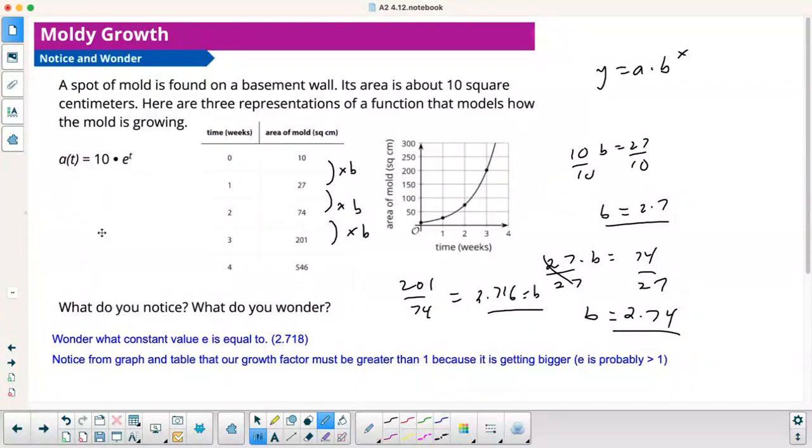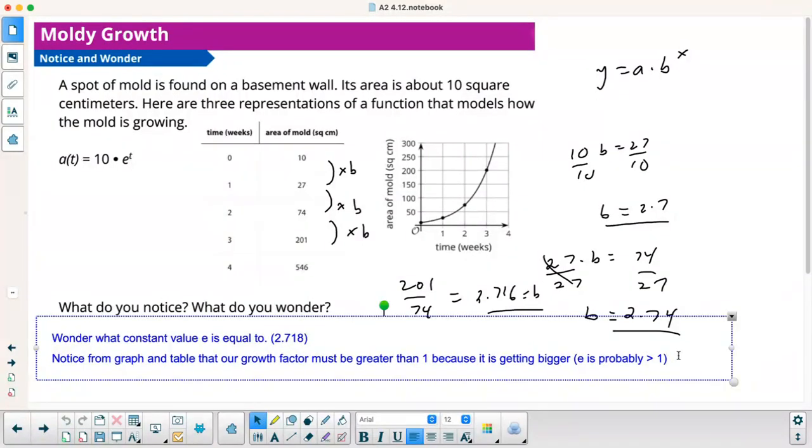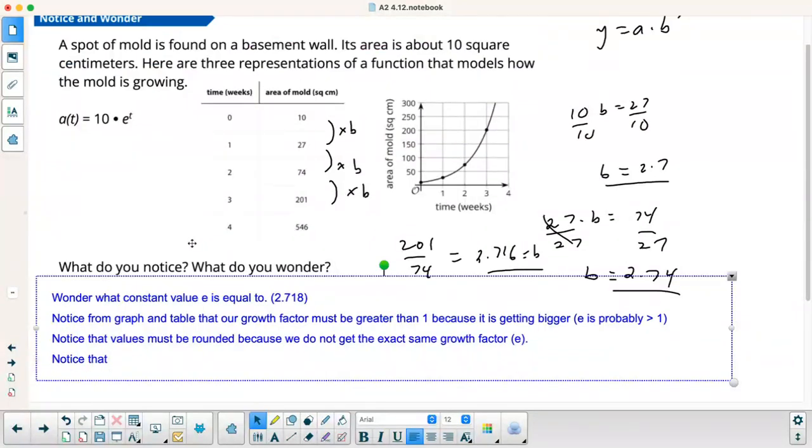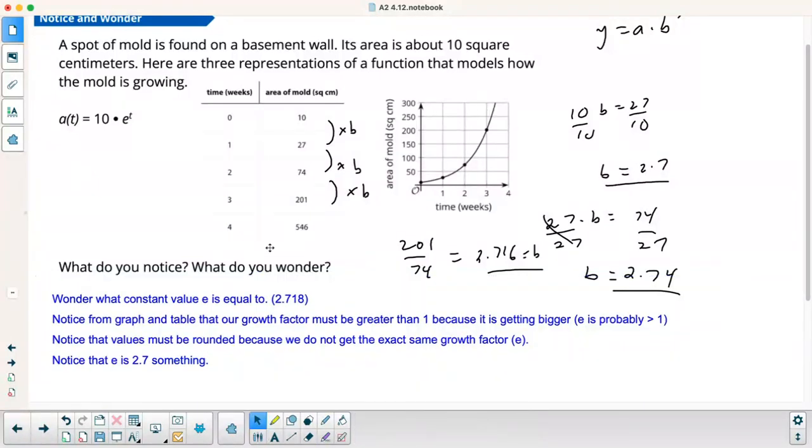So I would also say I notice that values must be rounded because we do not get the exact same growth factor each time, which is really E. So yeah, there we go. A lot of stuff there. I would also notice that E is 2.7 something. Okay, we're not fully accurate, but we started doing some division there.